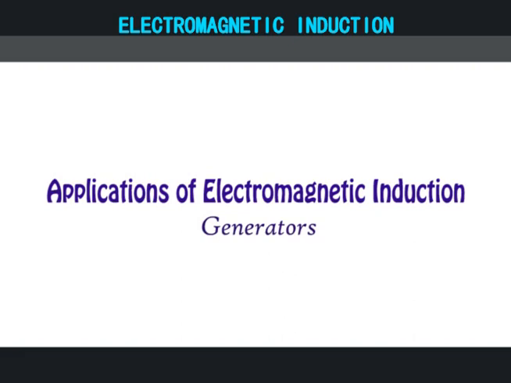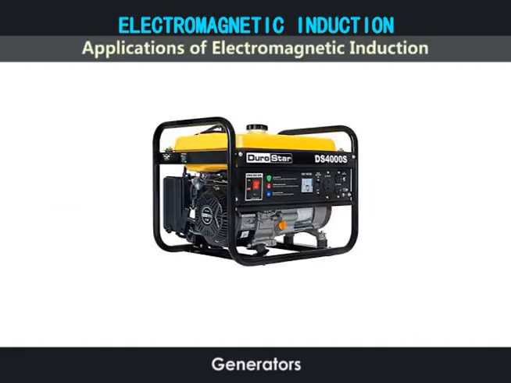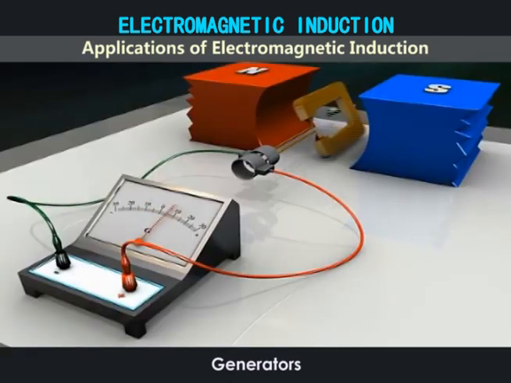Generators. A generator converts mechanical energy into electrical energy. A generator works on the principle of electromagnetic induction.